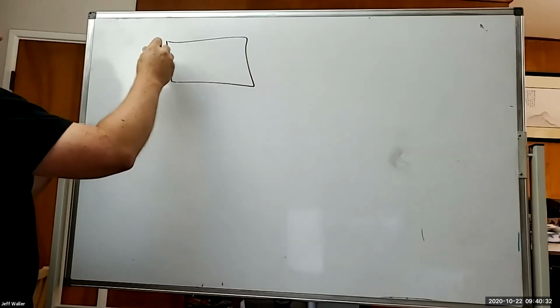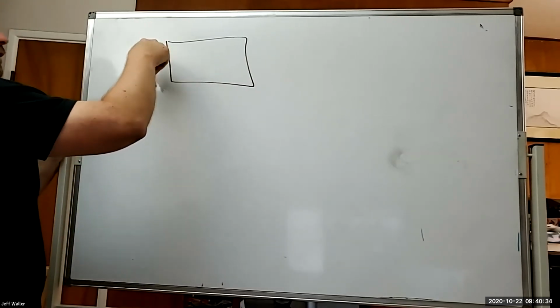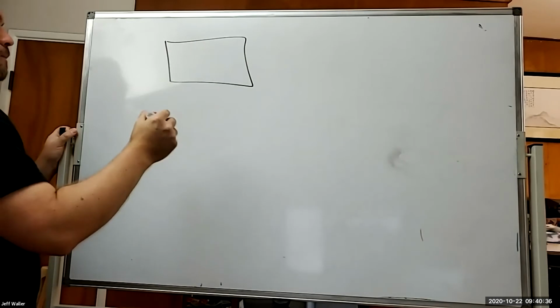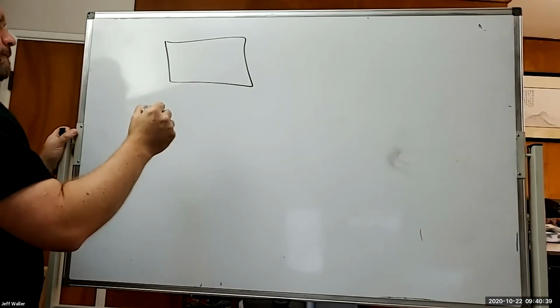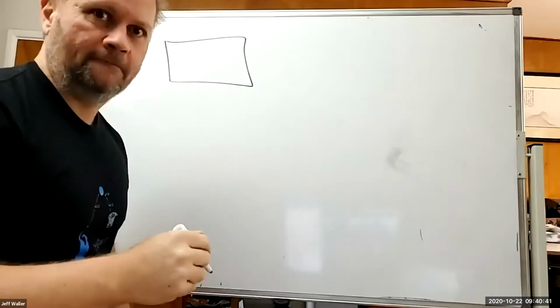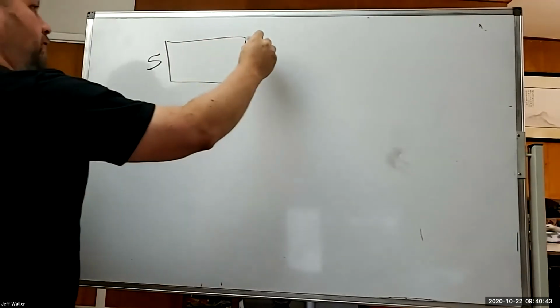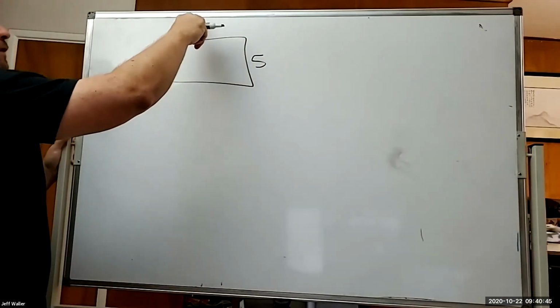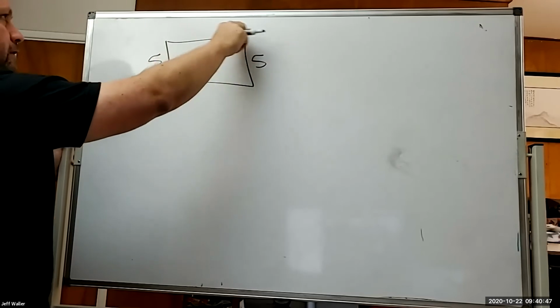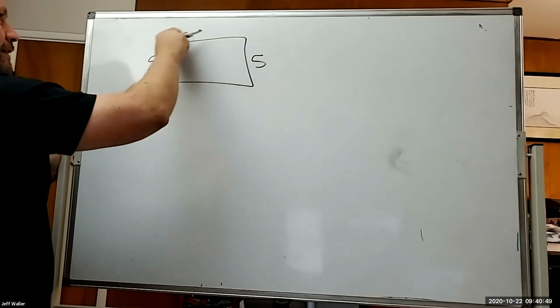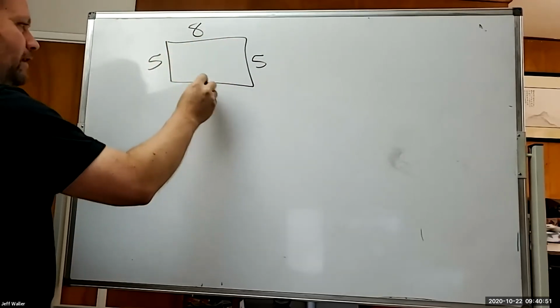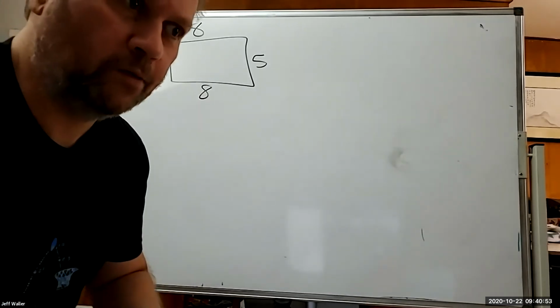Somebody tell me a width. Give me a number. 5. Crazy. So that's 5 also. Now somebody give me a number bigger than 5. 8. That's crazy. Okay, and that's 8 also. All right, you guys with me?